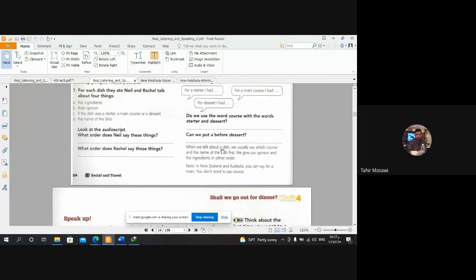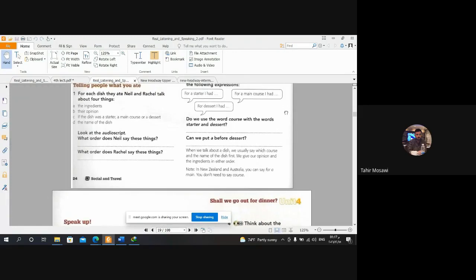When we talk about a dish, we usually say which course and the name of the dish first. We give our opinion and the ingredients in either order. In New Zealand and Australia, you can say for a main. You don't need to say course. Okay. So yeah, you can use for a main without saying course.